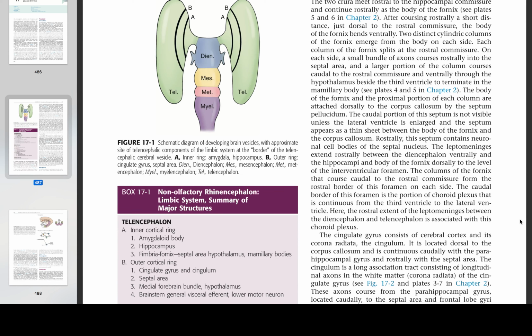The inner ring consists of the amygdaloid body, the hippocampus, and its fornix. The outer ring consists of the cingulate gyrus and its cingulum, and the septal area rostrally. The amygdaloid body, one of the basal nuclei of the telencephalon, is a complex of nuclei located in the piriform lobe deep to the olfactory cortex. See figure 17-2 and plates 5 and 6 in chapter 2.